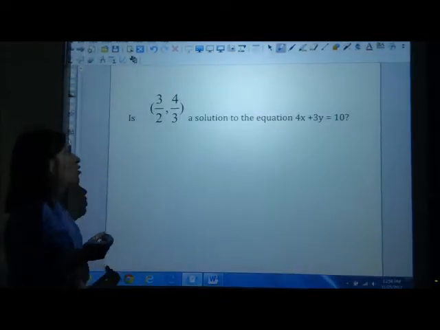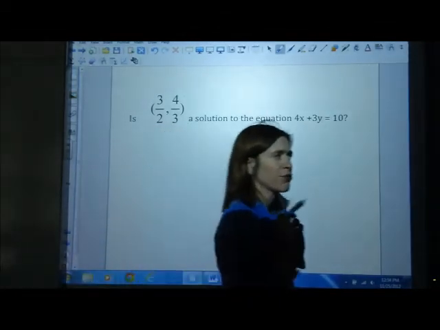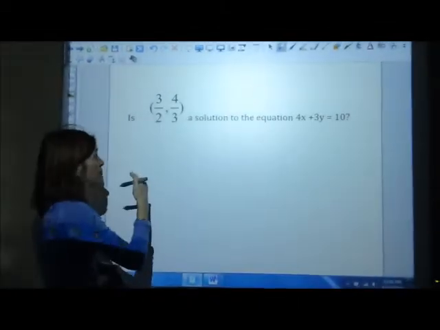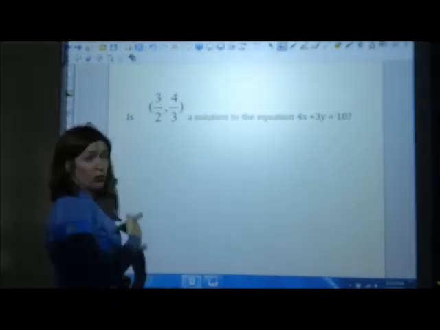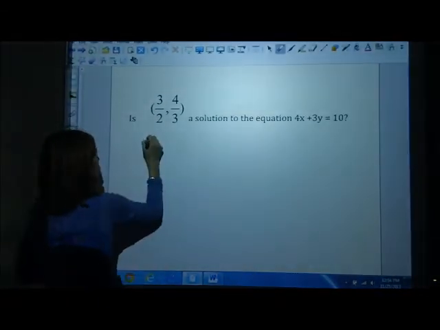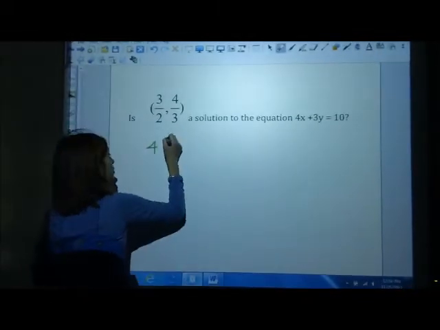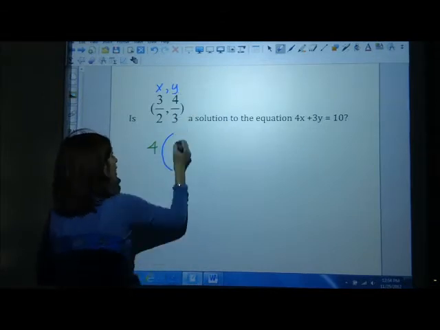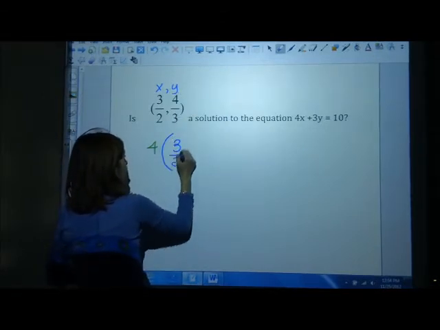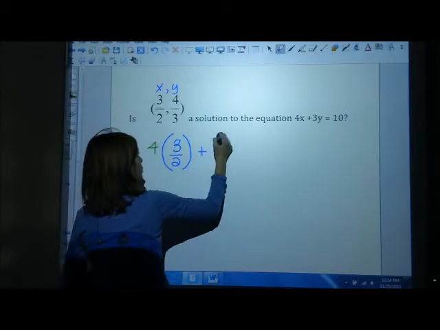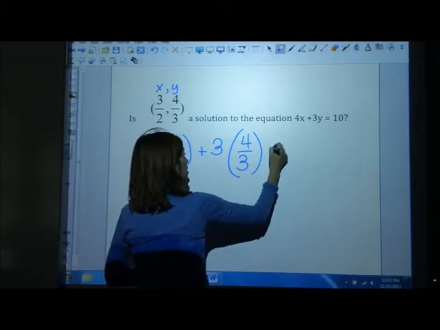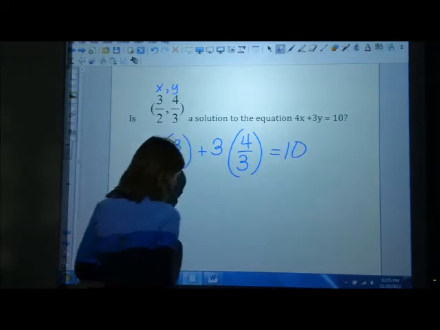Let's try another one. Ooh, what did I throw at you this time? I threw fractions. The process is still exactly the same. We substitute the values in for x and y and we solve. So we get 4. Anytime we plug something in, we're going to go ahead and put it in parentheses. And I'm going to go ahead and write my xy above so I don't forget. So 3/2 plus 3 times, parentheses, 4/3. Does it equal 10?